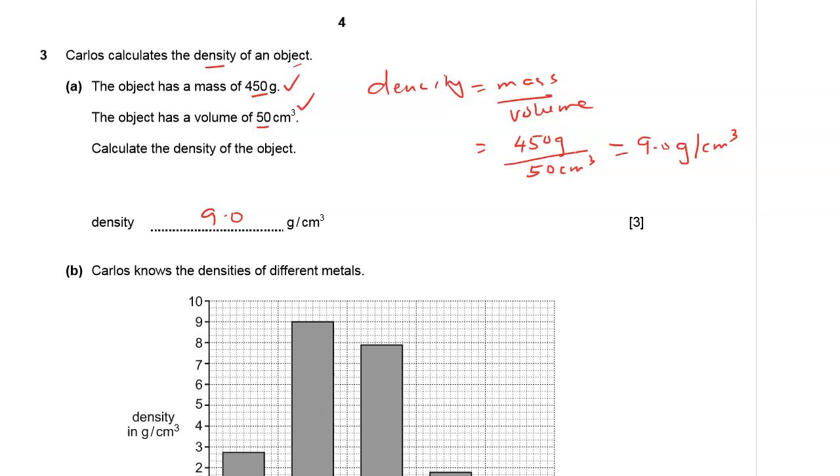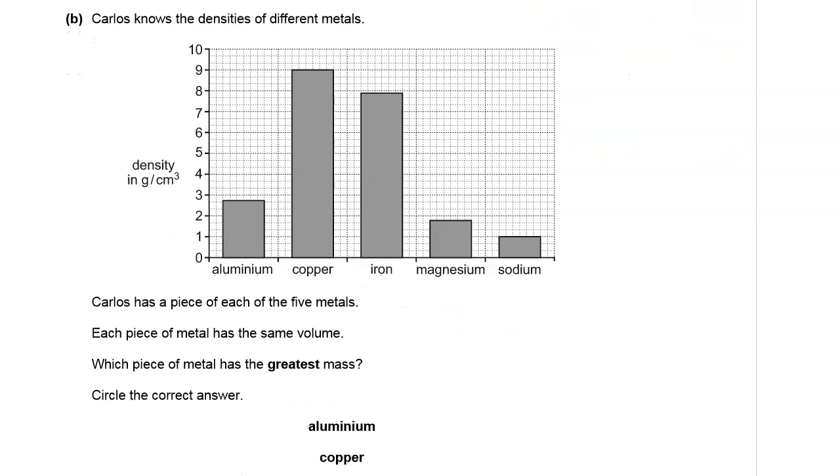Part B of question number 3. Carlos knows the densities of different metals. We've got a density graph here, with aluminium, copper, iron, magnesium, and sodium, which he has plotted in the bar graph. Carlos has pieces of each of the 5 metals. Each piece of metal has the same volume. Which piece of metal has the greatest mass?